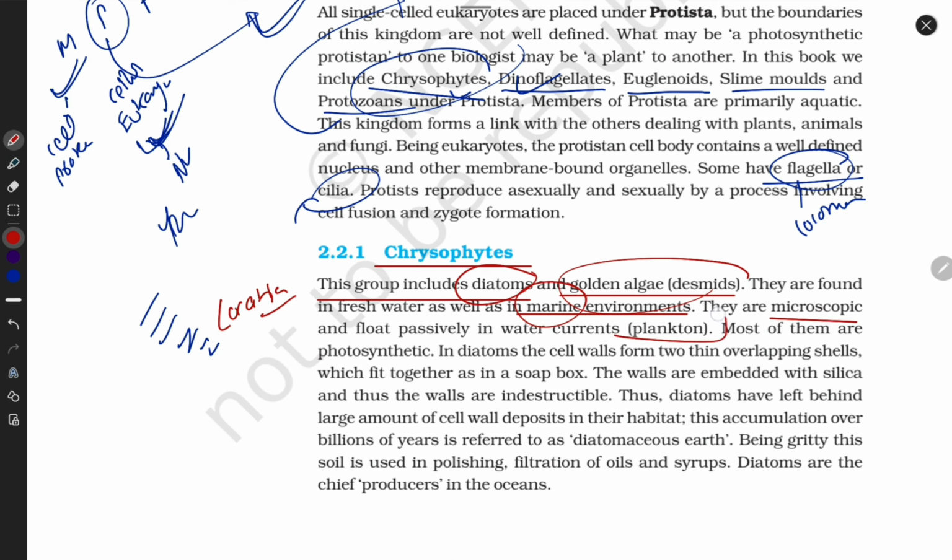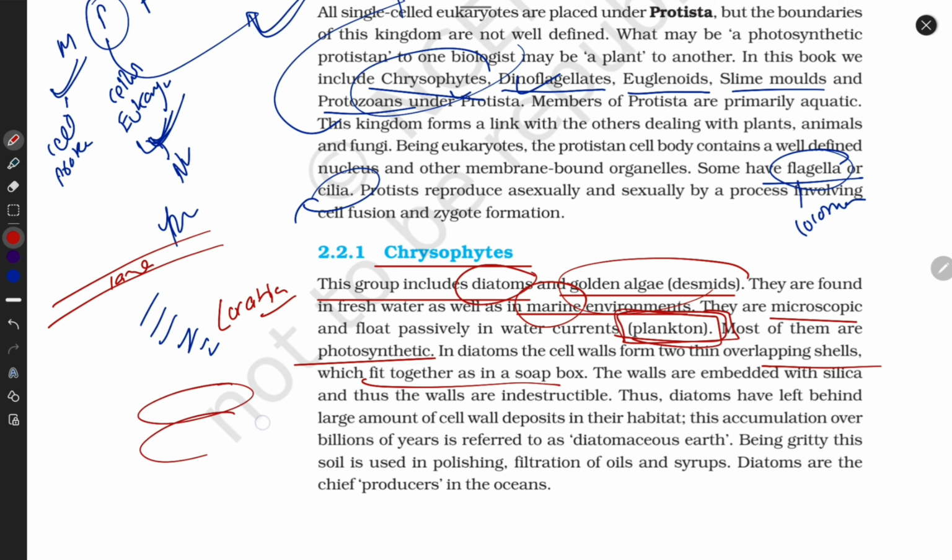Plankton means, when I talk about plants, plants are found on land, but plankton are found in aquatic mediums. They are photosynthetic. What is the meaning of photosynthetic? They make their own food. Clear? Now their body is covered with shells. Their body is covered with a shell which fits together like a soap box, meaning they have a shell and their body fits into this box.